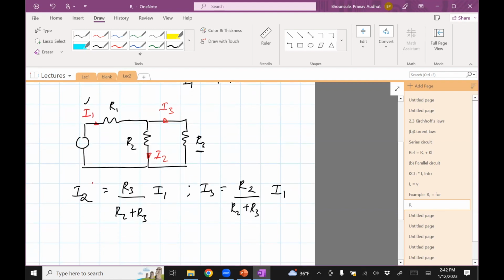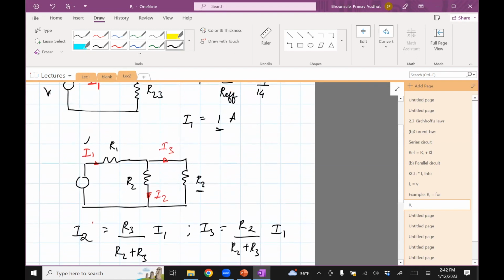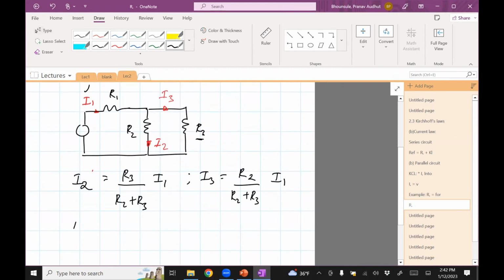Okay, so the resistances are given. I1 has already been computed; it's 1 amp. And so I can compute I2 and I3. I2 comes out to be 0.2. I3 comes out to be 0.8.